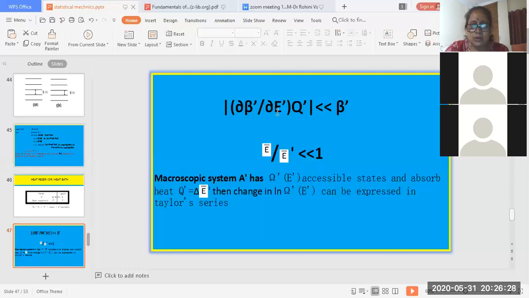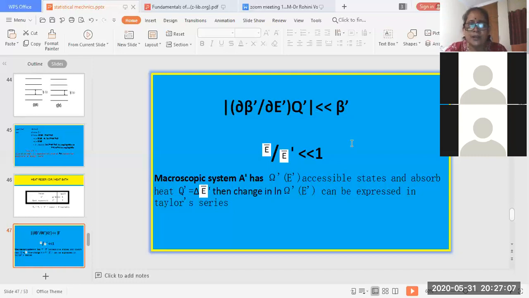If you take this ratio multiplied by Q dash, this condition should always be valid for the system to act as a heat reservoir. This quotient, of course the absolute value, should be much less than beta dash. Beta dash is 1 divided by kT dash, that is inversely proportional to T dash. So if T dash is very large, then beta dash will become very small. That condition this whole quotient has to satisfy.